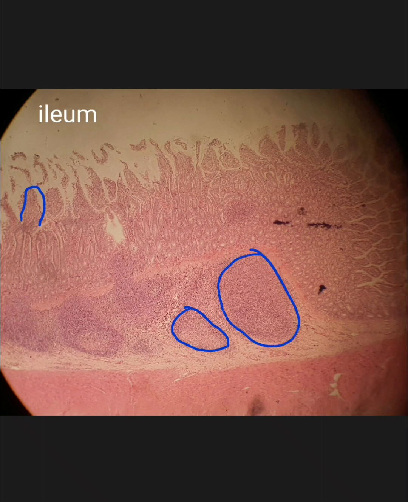These are the Peyer's patches that I'm highlighting. Then we have the submucosa. Then there is this muscularis externa, which contains circular and longitudinal smooth muscles. And then there is serosa, which is basically blood vessels surrounded by a layer of fine connective tissue and peritoneum.